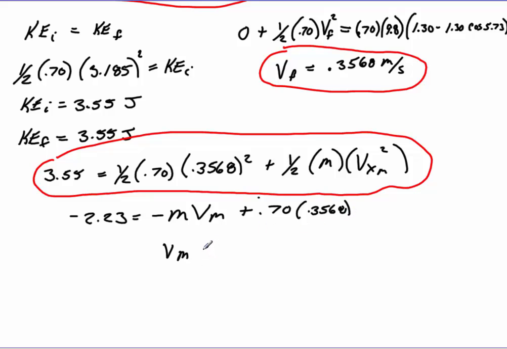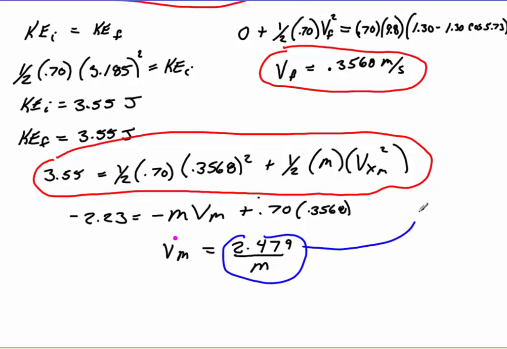Okay, solve for Vm, and we'll get Vm as 2.479 divided by mass. Now what you want to do here is take this value, let me write that in blue, and put it back into this equation right here and square it.